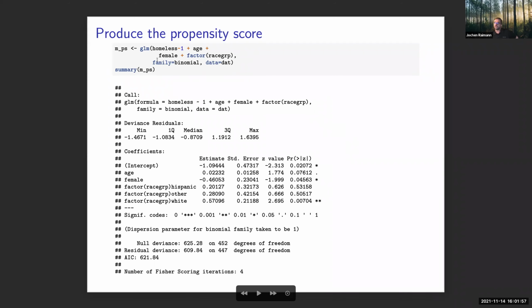So this propensity score is now calculated by using, just like in the previous way, a generalized linear model, using homelessness as the outcome, including age, gender, and race group as covariates. It falls in the family of binomial models and binomial outcomes, and comes from the data DAT. And in the summary, it looks in this fashion. So essentially, we are getting significant outcomes for white.